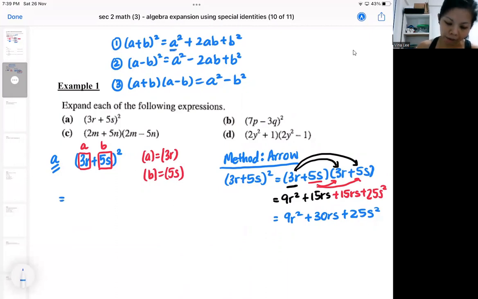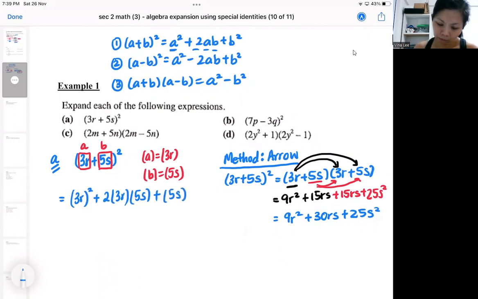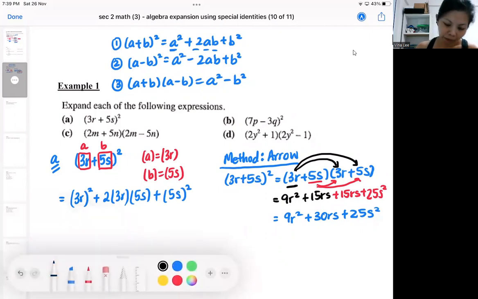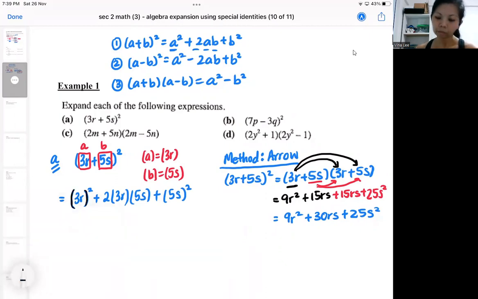The formula is a squared, and there's the 2ab. So all the A, you change it to 3r, and B, you change it to 5s. So I'm applying the formula. After you apply the formula, now you're supposed to work it out.